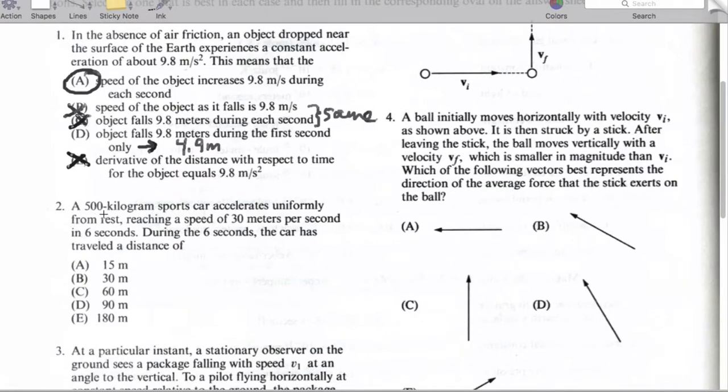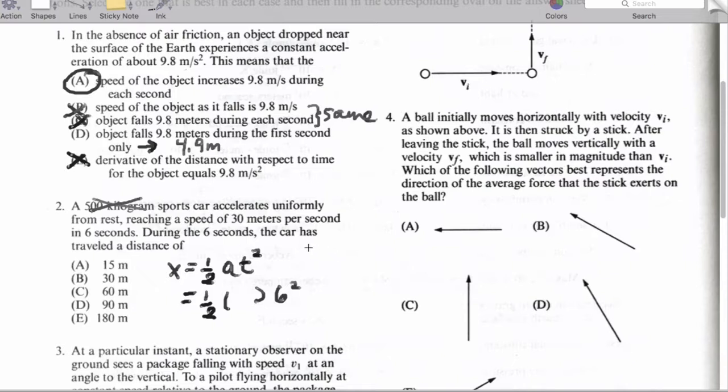Now we have a 500 kilogram sports car accelerating from rest, and we want to know how far it's traveled during the first 6 seconds. So to be clear, this is a distractor. We don't care how much mass the sports car has. So let's just use the formula x equals 1/2 at squared. So we're going to have 1/2 times, now we don't have the acceleration, but we know the time, times 6.